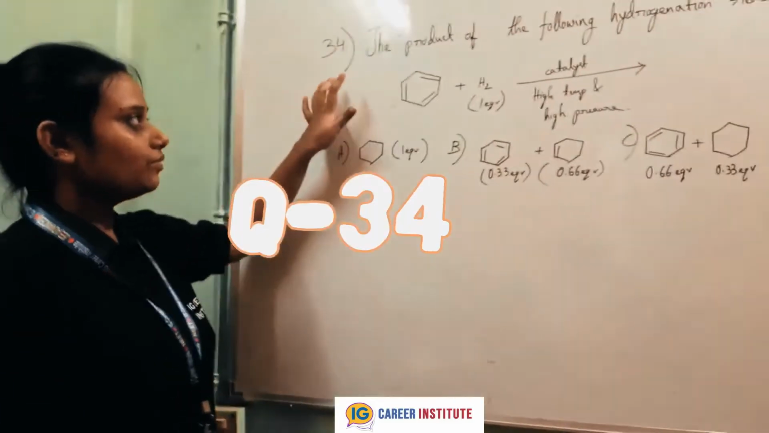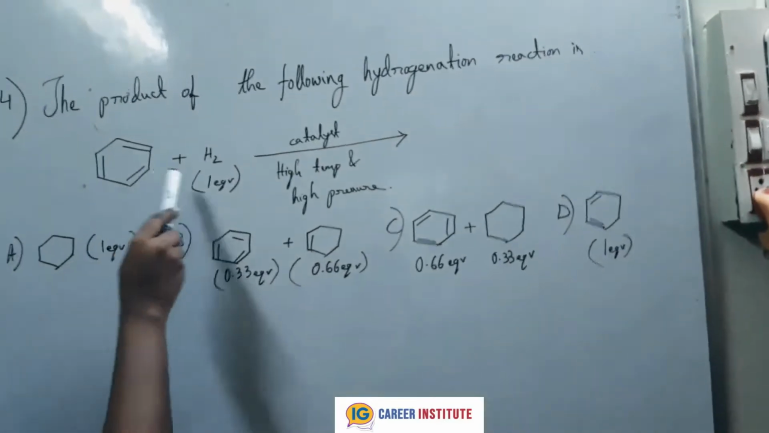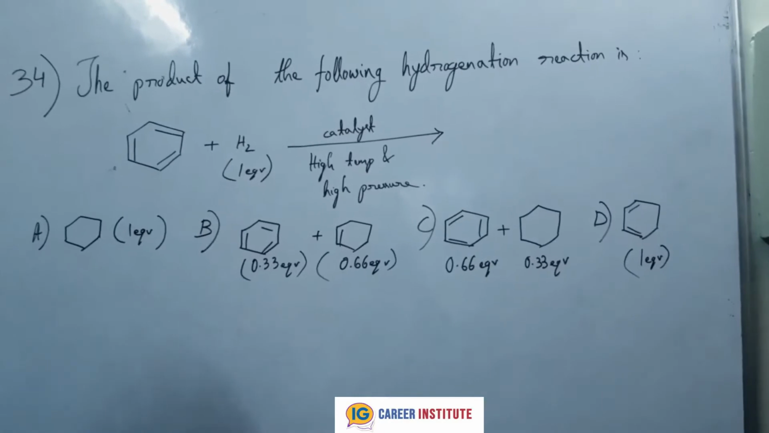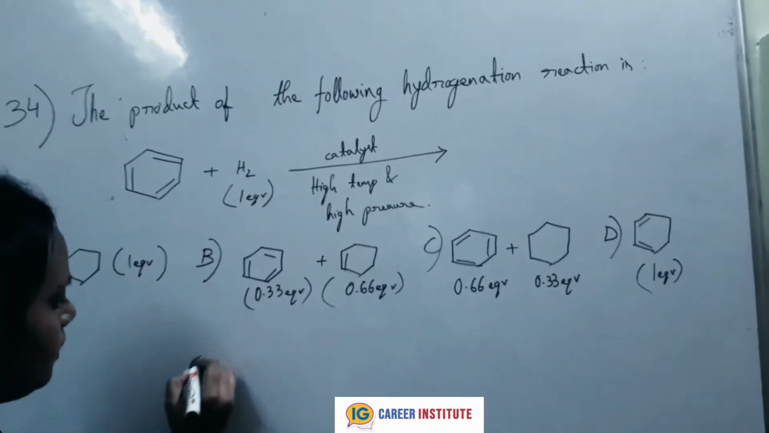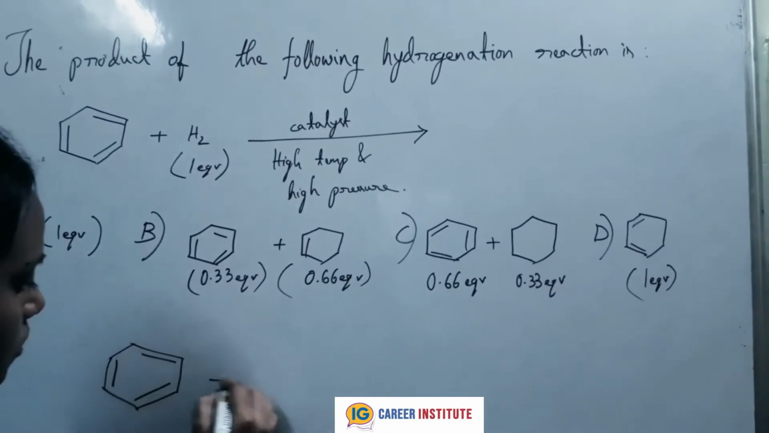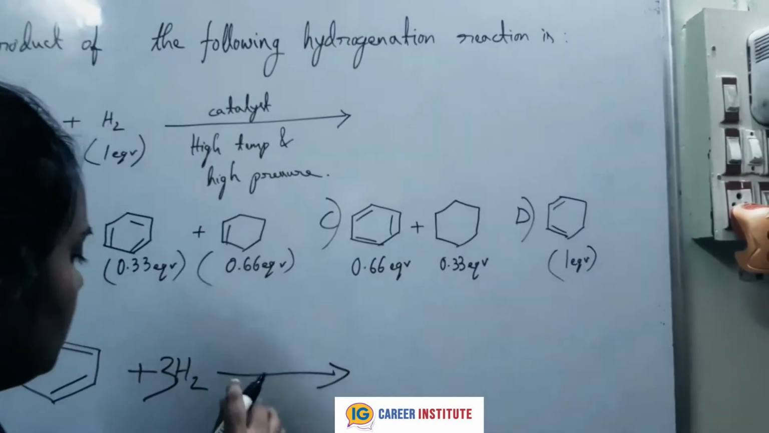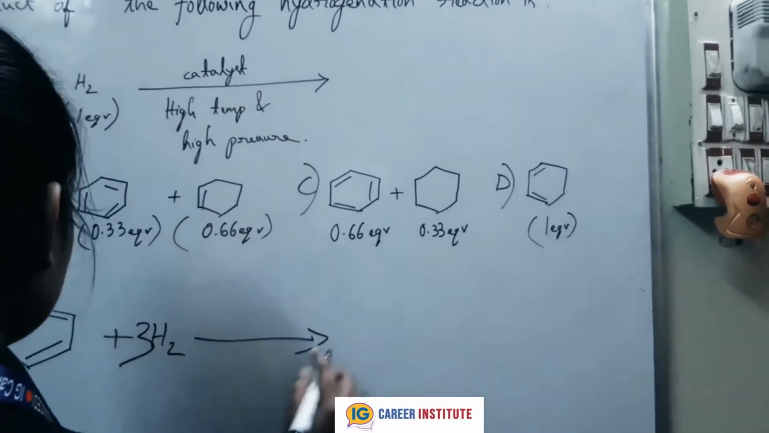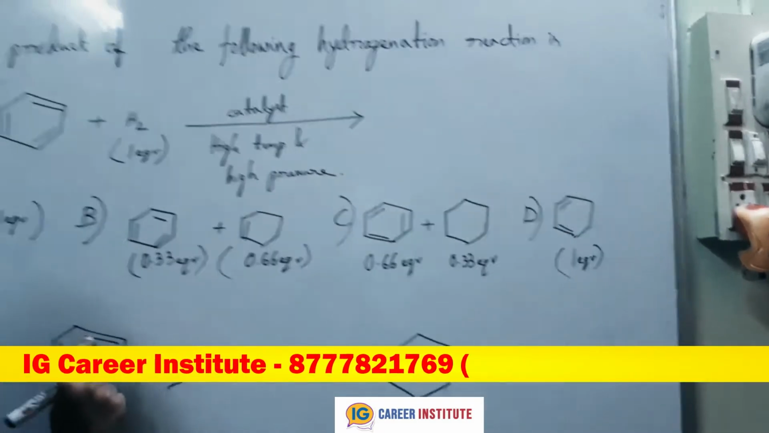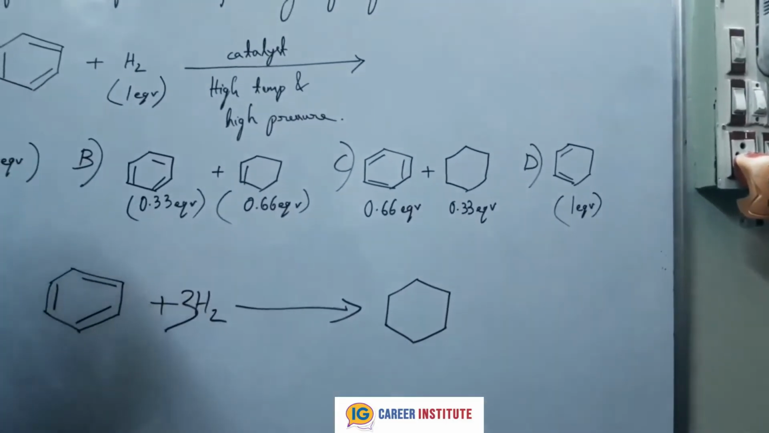So the next question 34 is the product of the following hydrogenation reaction is. So benzene is reacting with hydrogen. So addition of hydrogen will take place, right? So we have already seen what is the hydrogenation reaction. So there are 3 double bonds. So basically 3 molecules of hydrogen are required under this similar condition to give you a cyclohexane, where all the double bonds have been substituted with hydrogen atoms.